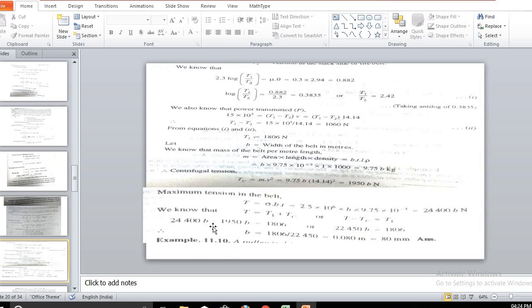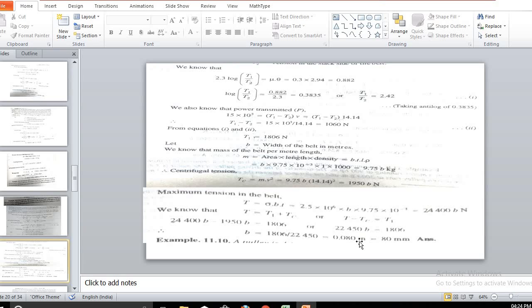T here is calculated as 24,400 b, minus Tc, which you have calculated as this much. So 1950 b is equal to 1806 Newton. With that simplification, we get the b value as 0.08 meter.